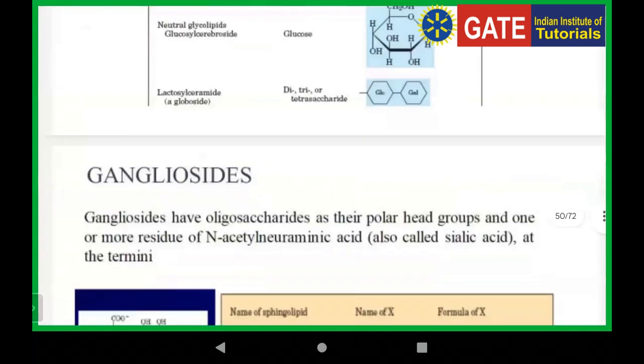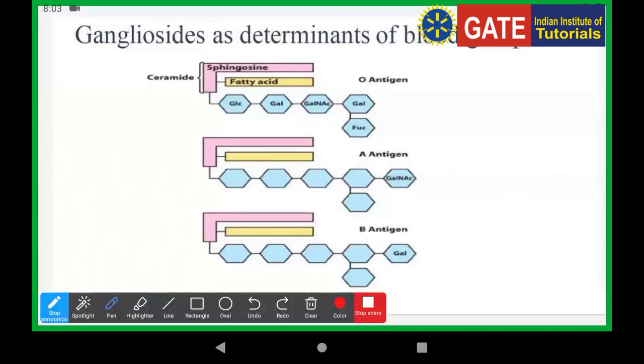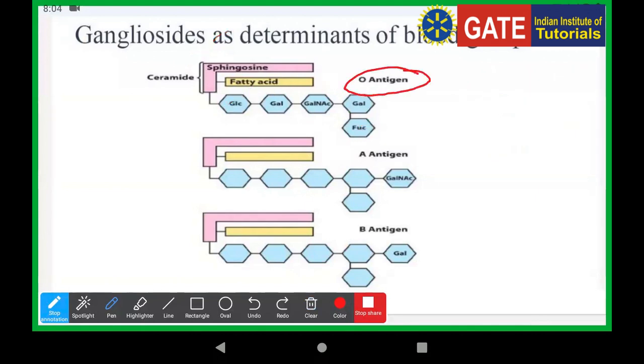Sphingolipids, we already discussed that. Ceramide, cerebroside, ganglioside, right? Glycosphingolipids, etc. For example, see, gangliosides as determinants of blood group. Ceramide with these 5 sugars forms a ganglioside, right? This ganglioside is present in the membrane of the red blood cells. This ganglioside is the O antigen. If additional N-acetyl galactosamine is added, then it becomes A antigen. If one more sugar like galactose is added, then it becomes B antigen.